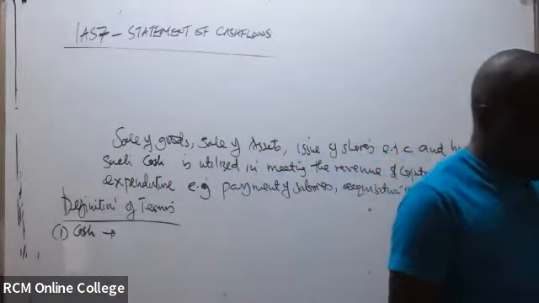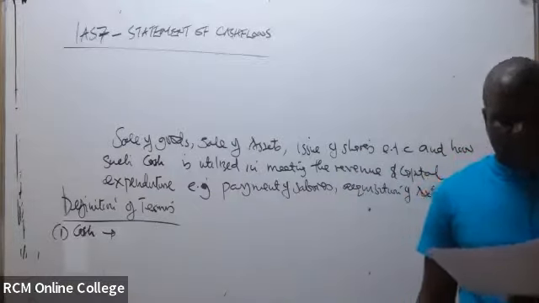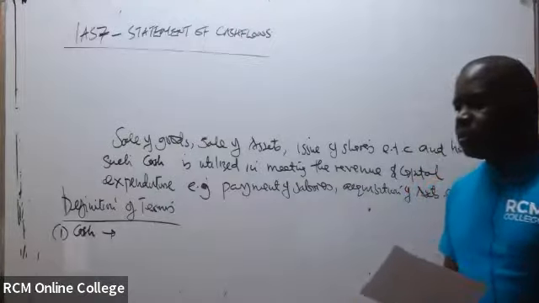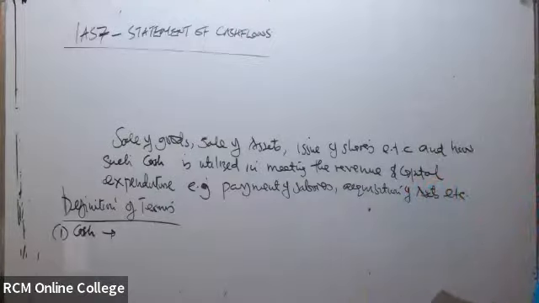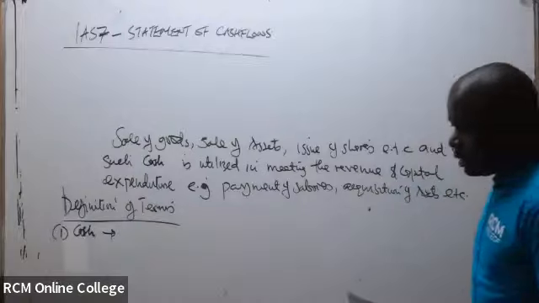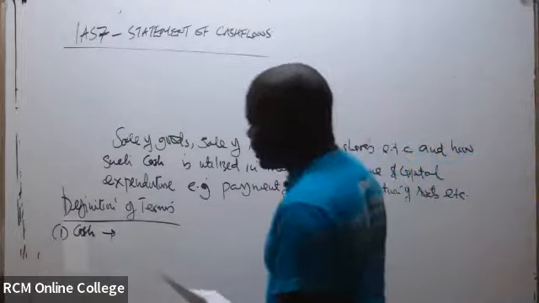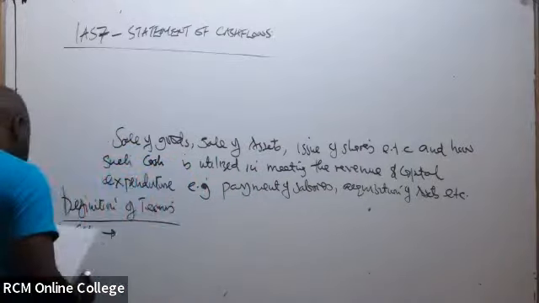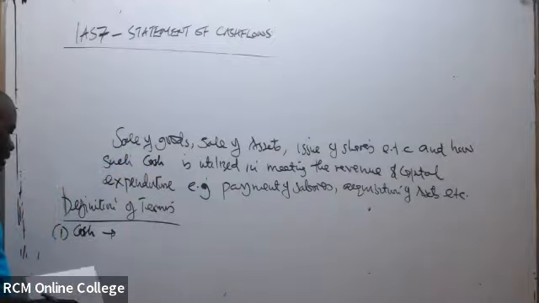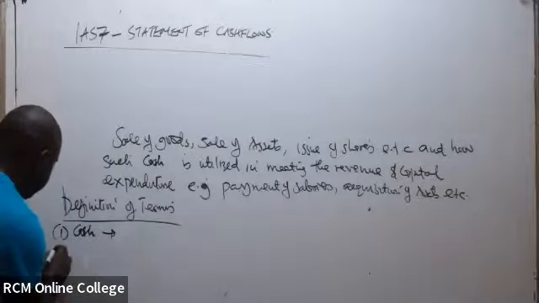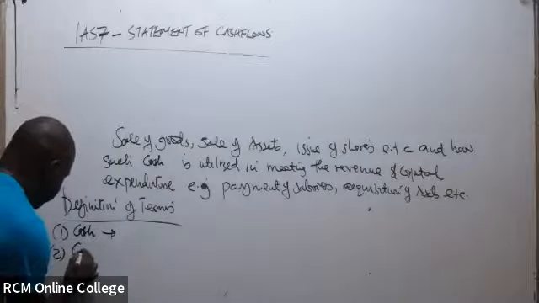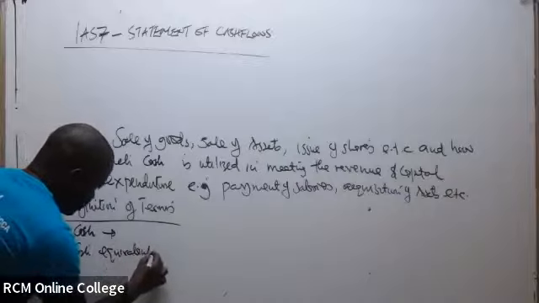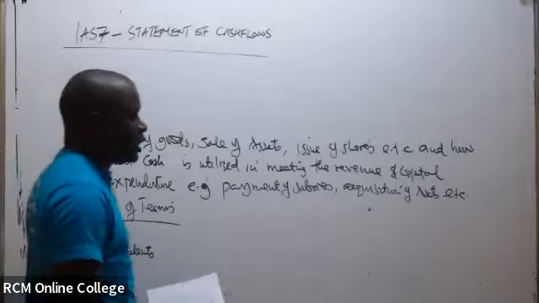and cash at bank. It represents cash in hand and cash at bank. Then in this case, term number 2, cash equivalents.